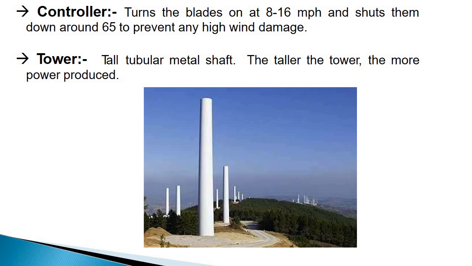Then the controller. It turns the blades on at 8 to 16 mph and shuts them down around 65 to prevent any high wind damage. So this controller is used for the blades so that they will not have any damage during high wind speeds.